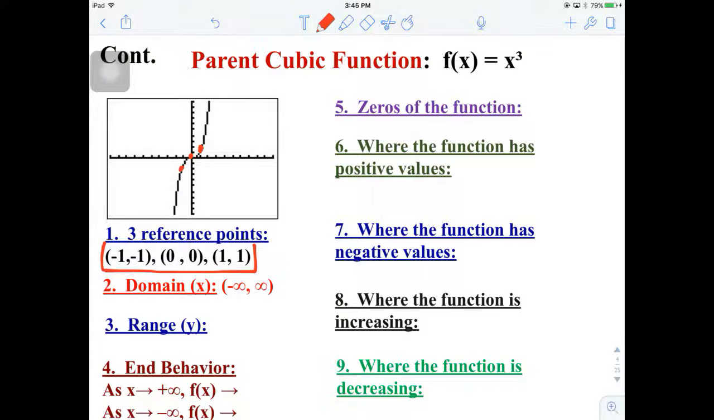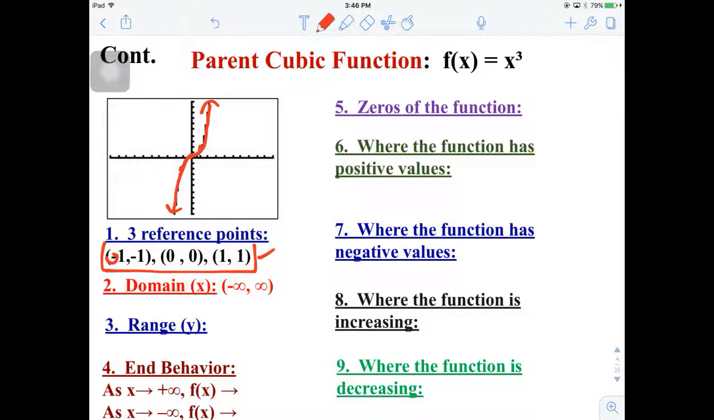Notice the more points we have, the more detail we will have. But just for the sake of reference points, we're going to use the 3 that are closest to the origin, which still gives us the basic shape of the cubic function. Let's just remember those 3 points. It actually looks almost exactly like the square, except for the signs, which are negative for both of them.